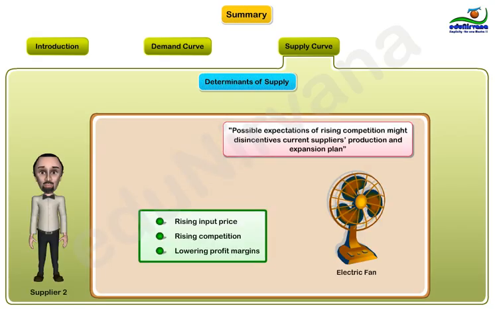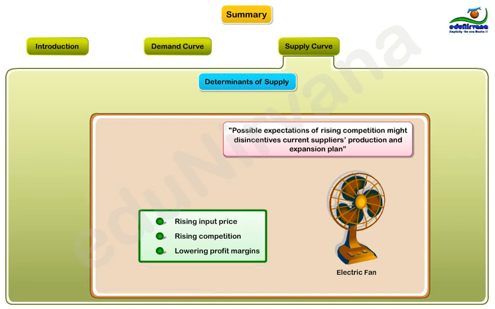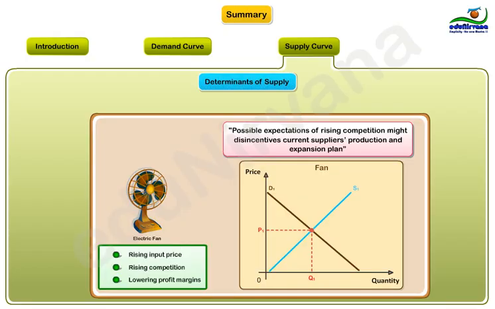Expectations about future. Example, possible expectations of rising competition might disincentivize current suppliers' production and expansion plans, resulting in lowering output as a whole in the market. So, possible expectations of rising competition may lead to a leftward shift in the supply curve and vice versa.